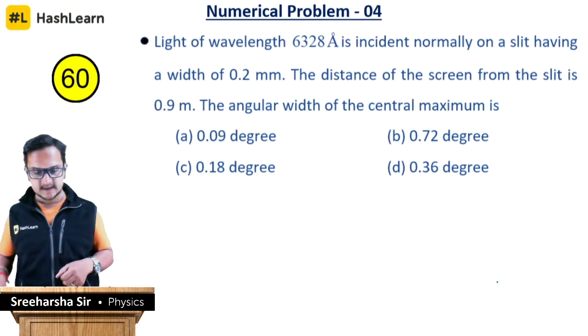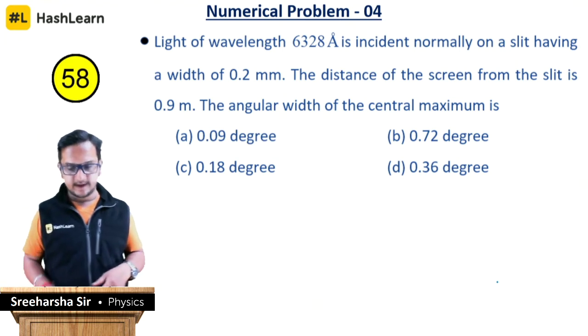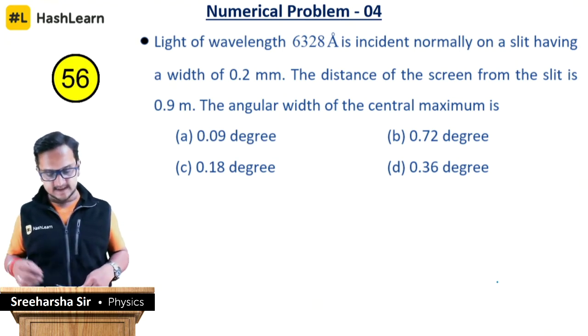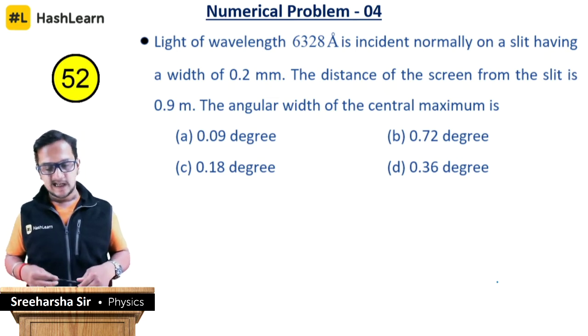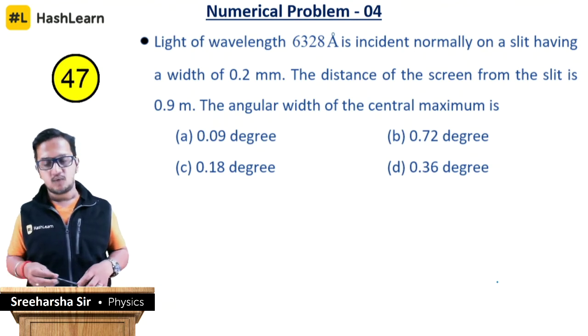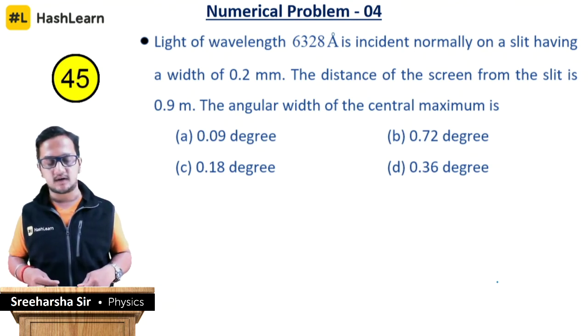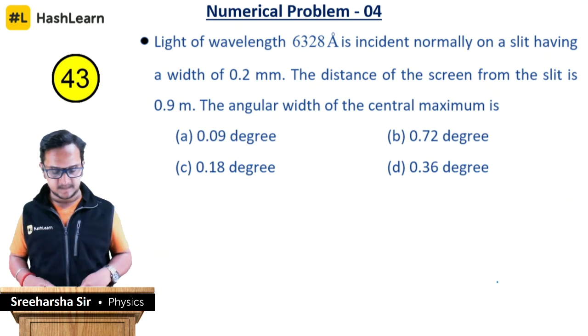The next problem is on the screen. The light of wavelength 6328 Armstrong is incident normally on a slit having a width of 0.2 millimeter. The distance of the screen from the slit is 0.9 meter. What is the angular width of the central maxima?